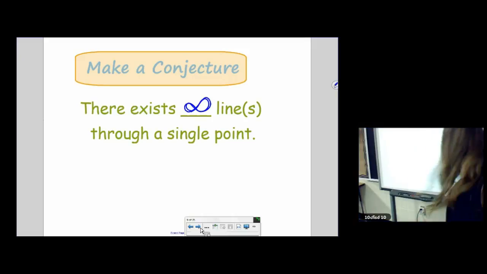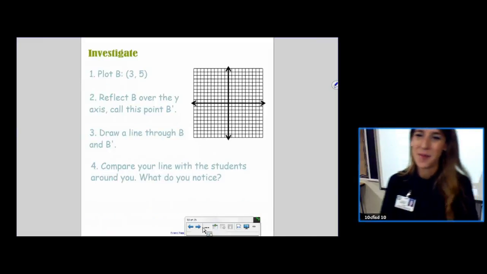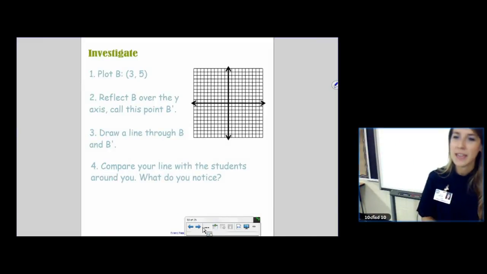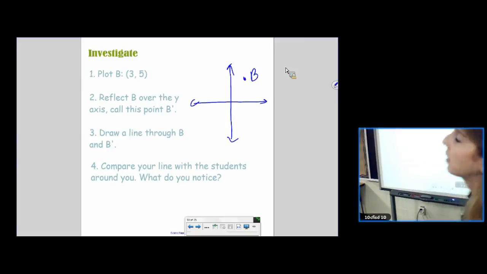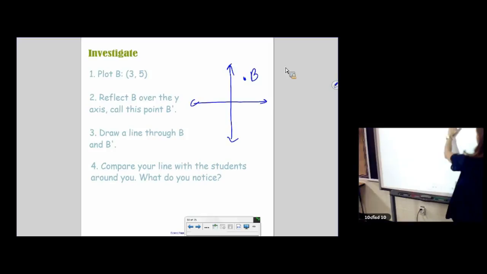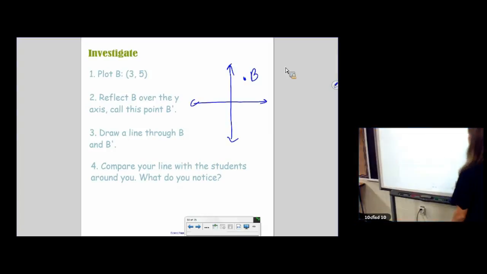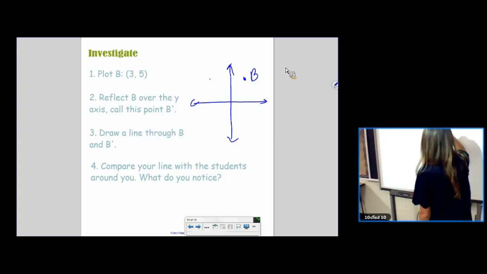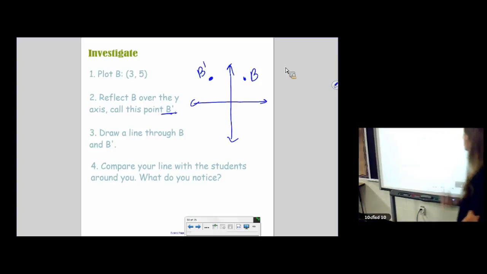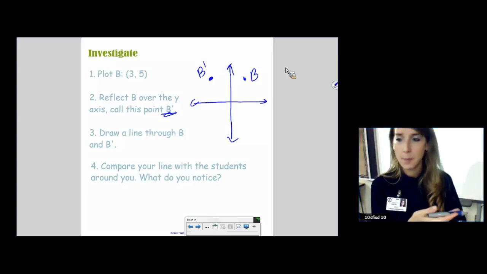Okay, now let's try something else. We're going to see how many things you remember. Go ahead and plot the point 3, 5. Once you've plotted point 3, 5, now I want you to reflect it over the y-axis. Reflect means flip, if you remember from previous math classes. So take that and flip it over the y-axis, and call it B prime. Then draw a line through points B and B prime.